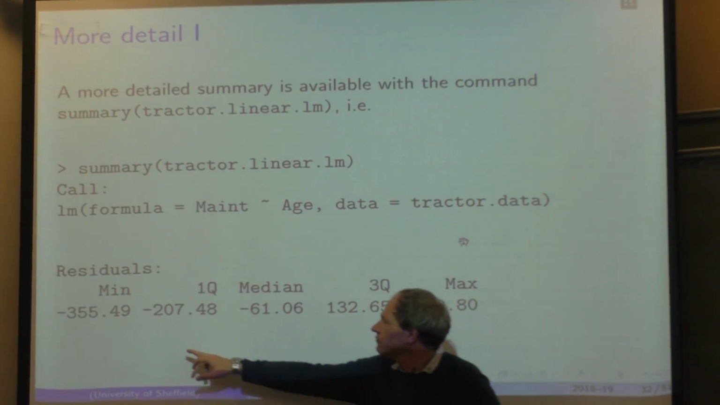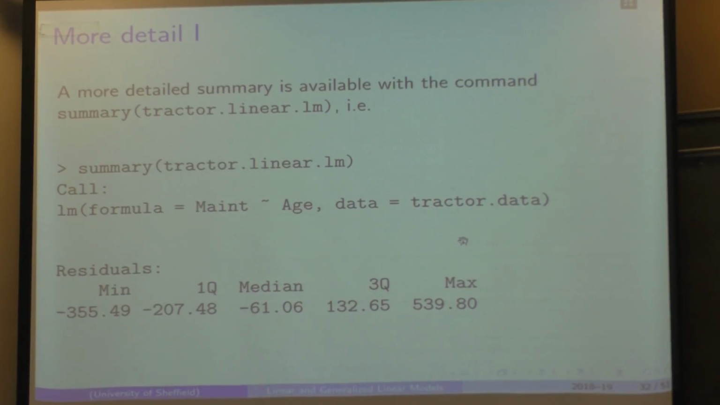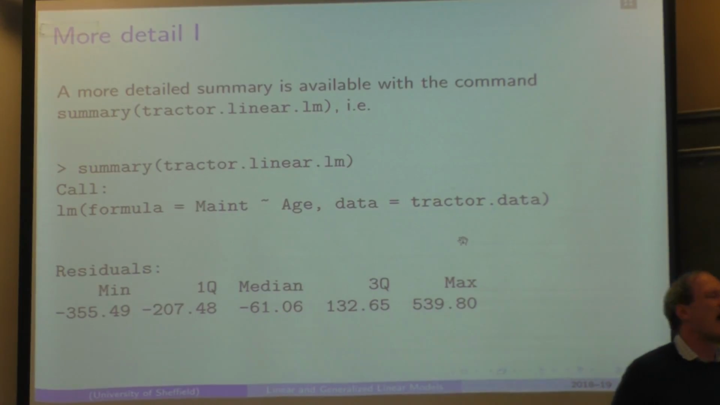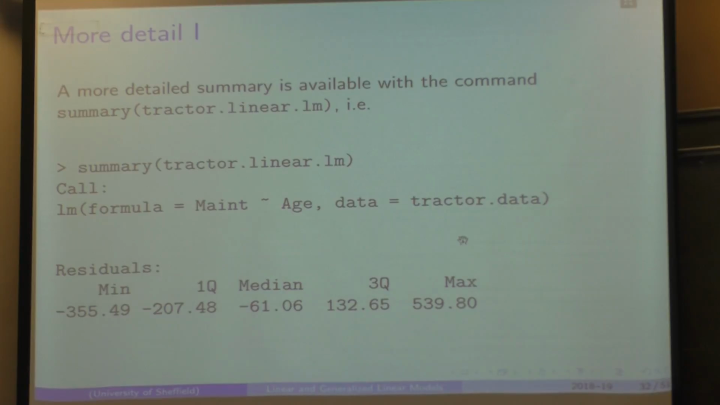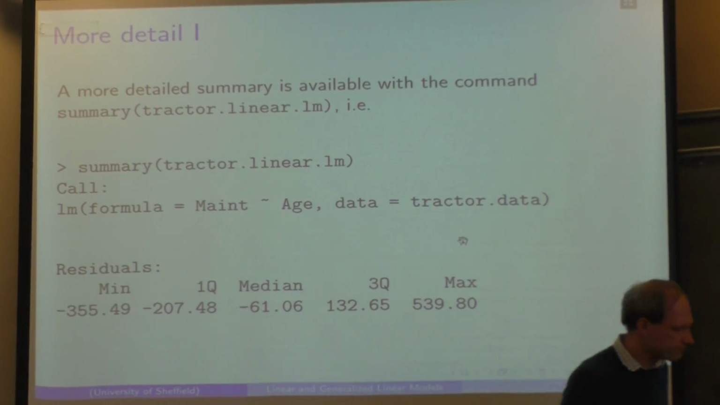The smallest residual was minus 355.49, and it also gives you the median, which is a little bit less than 0, and the upper and lower quartiles of the residuals. So here's the upper quartile, and here's the lower quartile.